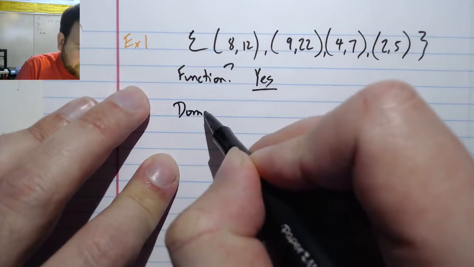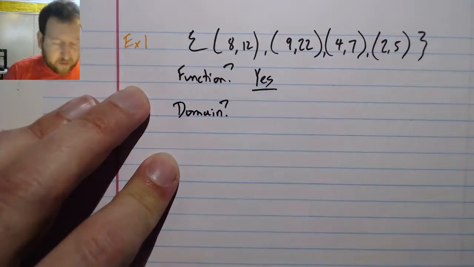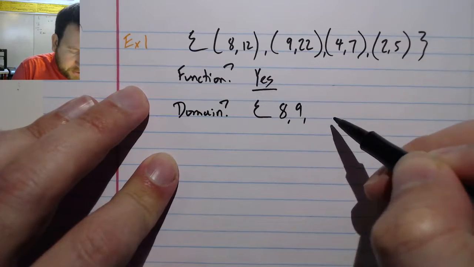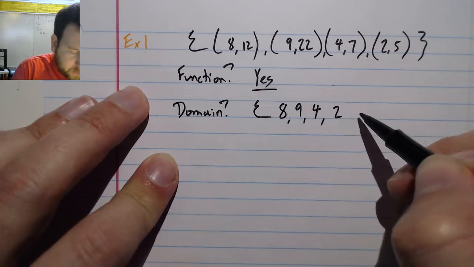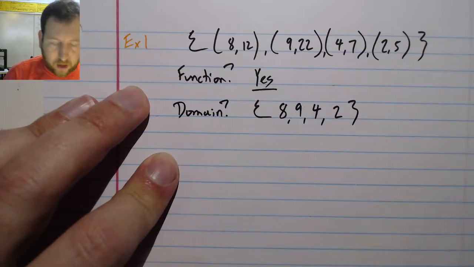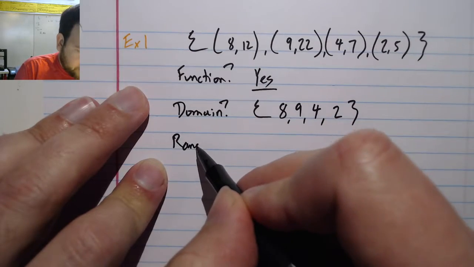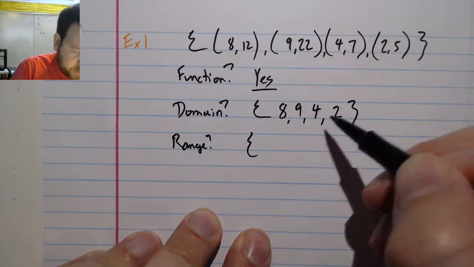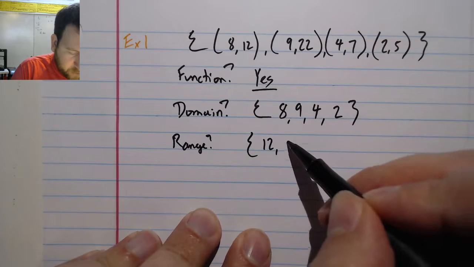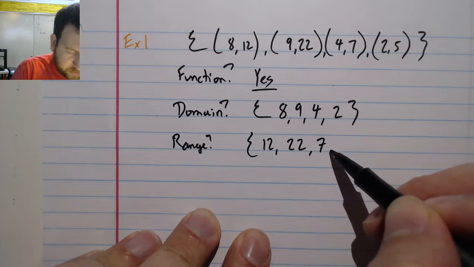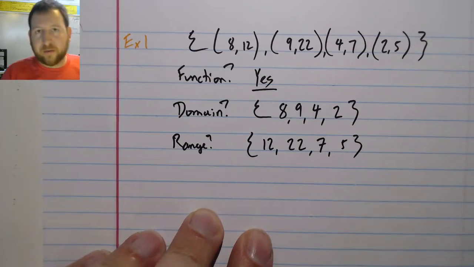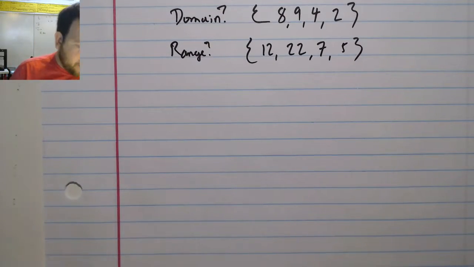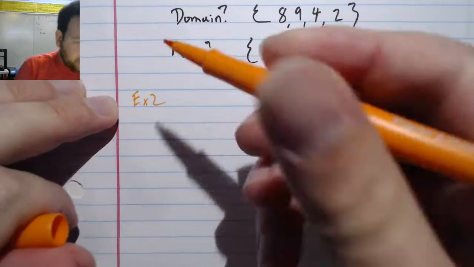Domain. Those are all the inputs listed as a set, remember? So I have 8, 9, 4, and 2. Okay, my range. We have all of my outputs listed as a set: 12, 22, 7, and 5. Done. If you feel like you get this section, go ahead and go on. I'm going to do one more if you'd like to see how I do it, and I'll do it nice and fast.